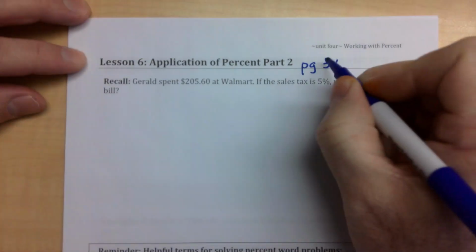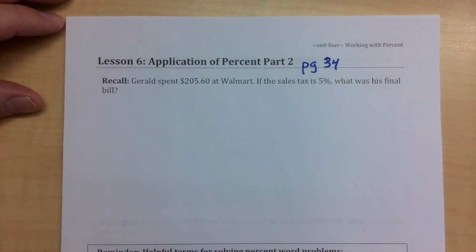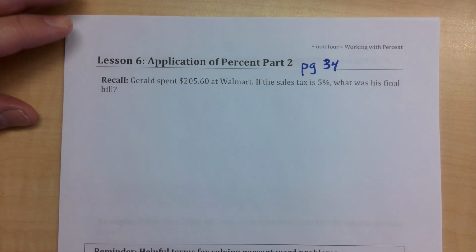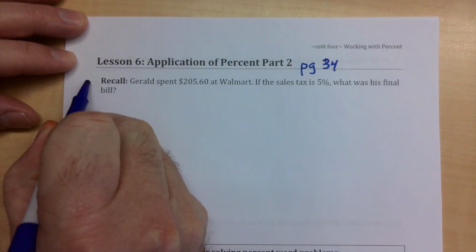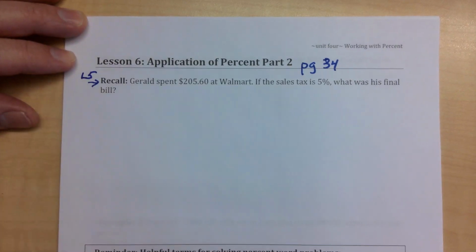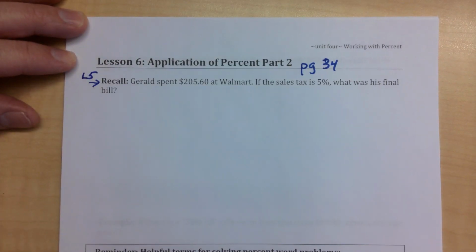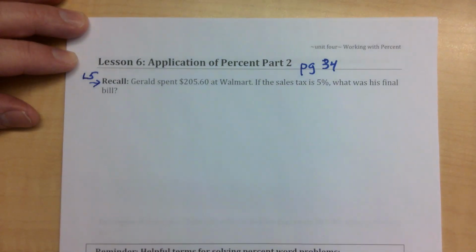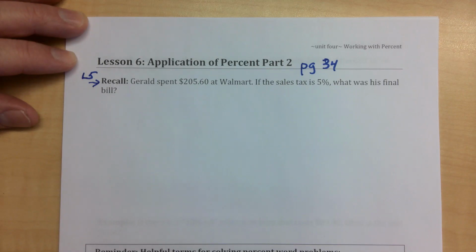Okay. That's a 3 there. So Gerald spent $205.60 at Walmart. The sales tax is 5%. What was his final bill? Now, just a little thing here. It says recall. So lesson 5 dealt with one-step problems, and lesson 6, where it says application of percent part 2, there's going to be more than one step. So the problems are a little bit more complex. But let's begin with this one.